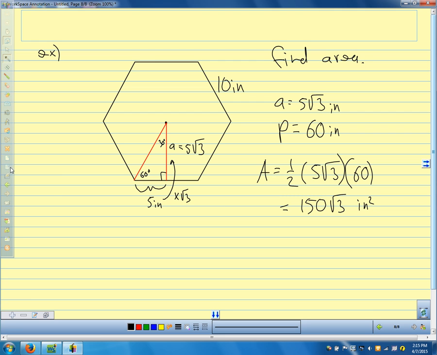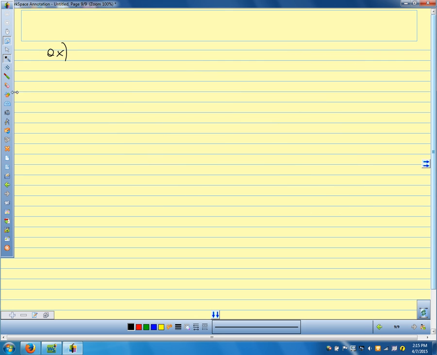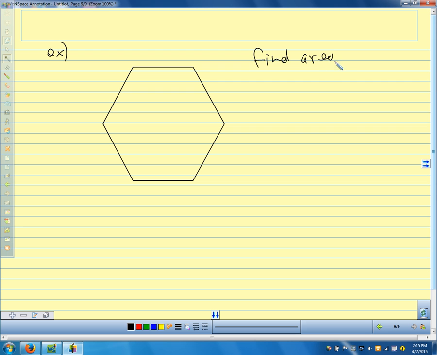All right, let's look at one more example. Another hexagon. Regular hexagon. We want to find the area. And for this hexagon, all we know is the apothem. So all we know is the apothem, 4 square root 3. What are we going to do? We're stuck. Give up? We could try.